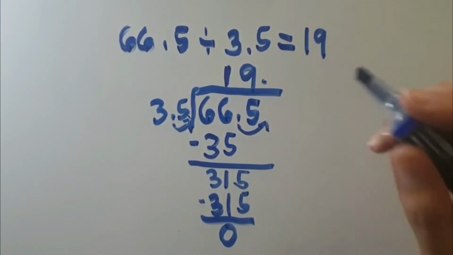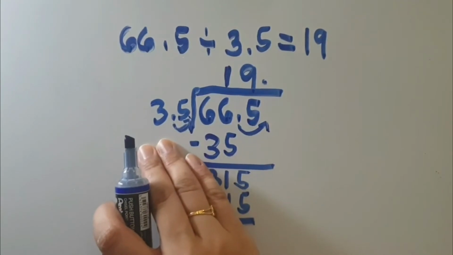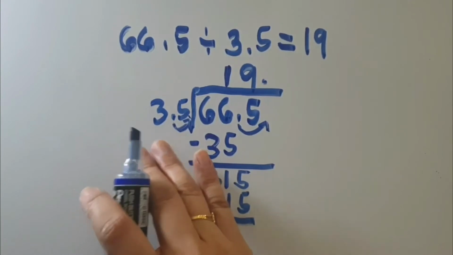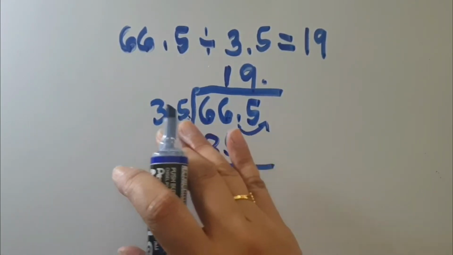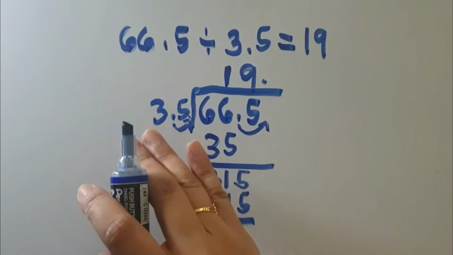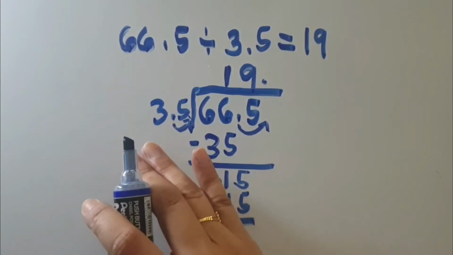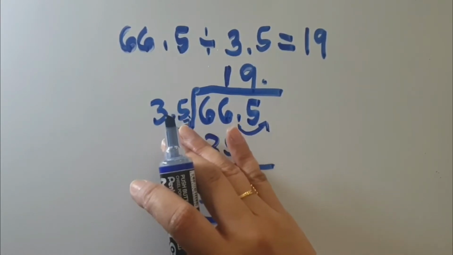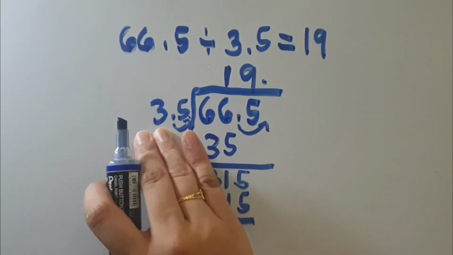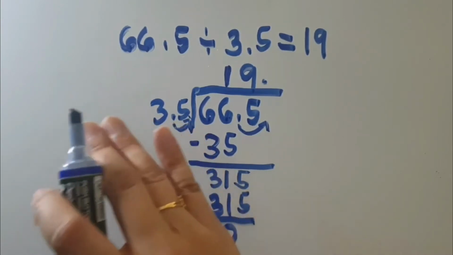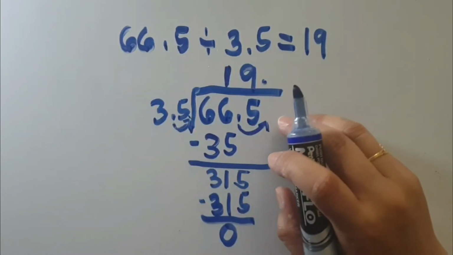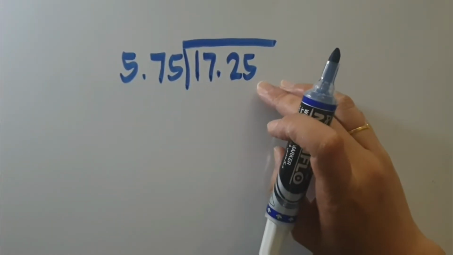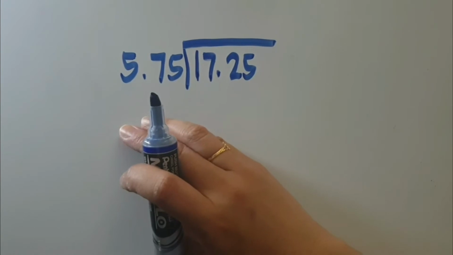So, again, you have to look first at your divisor, see if you need to move the decimal point. You have to move the decimal point at the end to make it a whole number. And to do that, you have to multiply it by the power of 10. In this case, we only need to move it once to the right. That means we just multiplied it by 10. And whatever you do with the divisor, you must do it also with the dividend. Now let us divide 17.25 by 5.75.